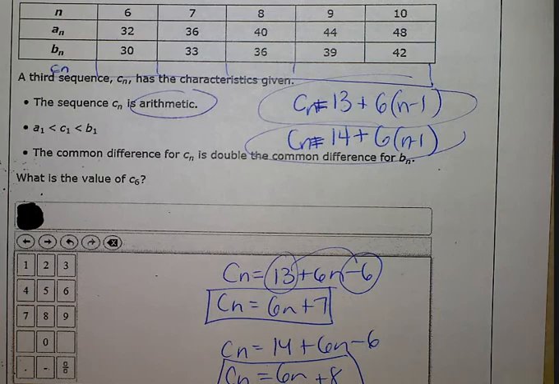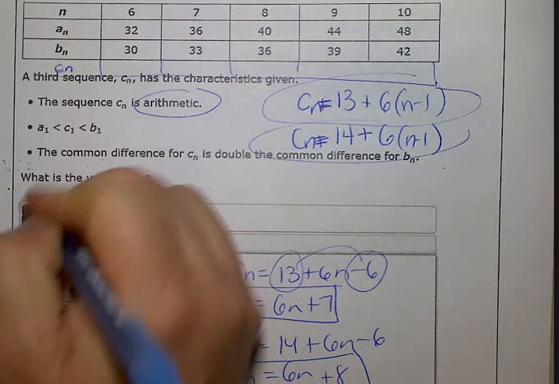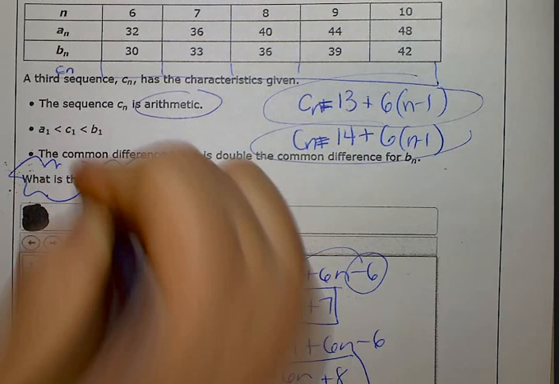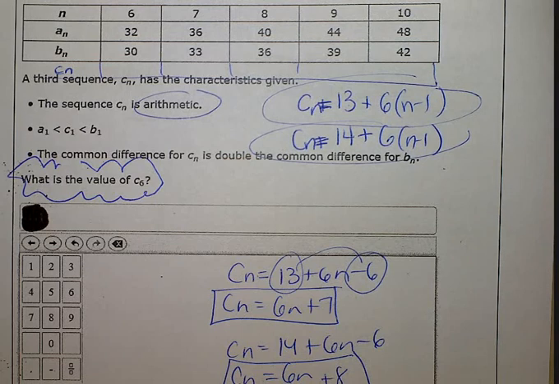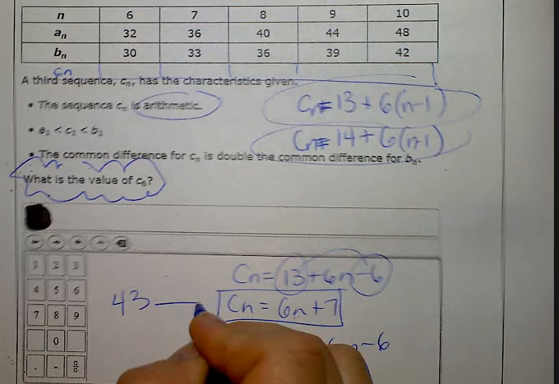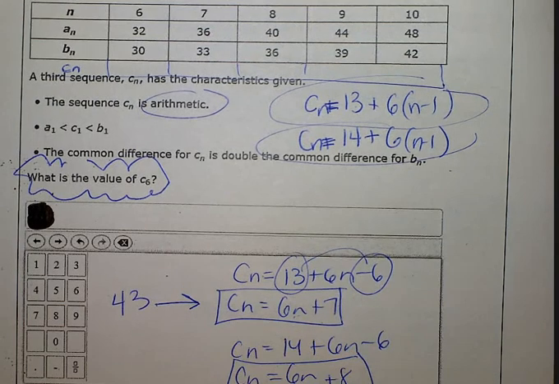This particular problem, please put a little bubble around this, says what is the value of C sub 6? So can you please substitute a 6 in here and get an answer? 6 times 6 is 36. And what is 36 plus 7? 43. So 43 could be my answer here. And what is the answer here? 44. The answer here is 44.